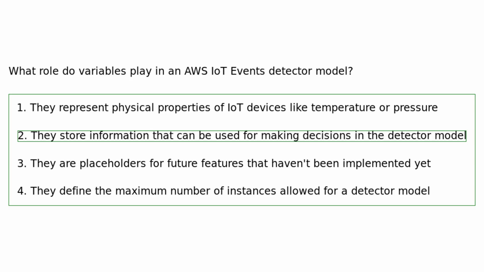Variables in an AWS IoT Events detector model store information that can be used for making decisions within the model. They can hold data such as counters, timestamps, or other values that persist across state transitions, allowing for more complex event detection logic based on historical or cumulative data.